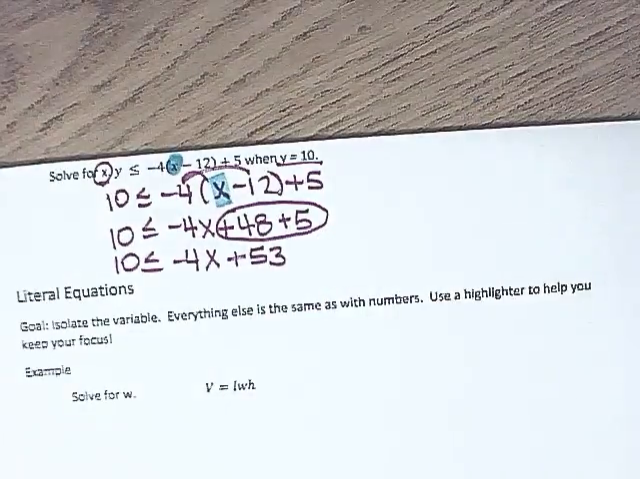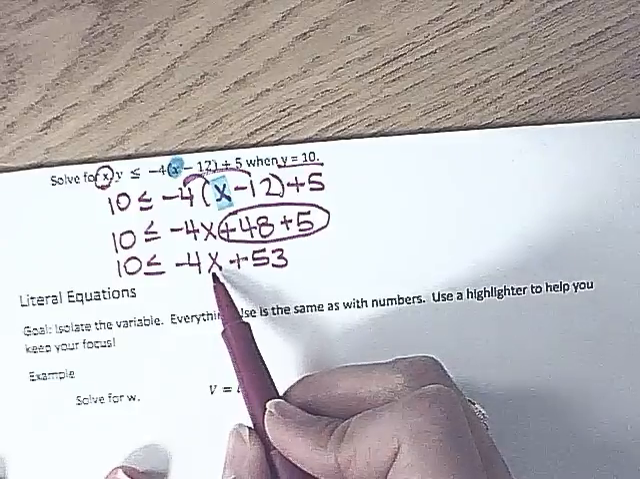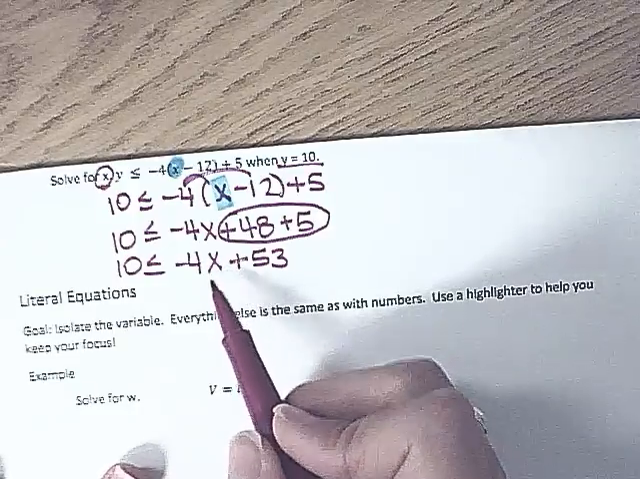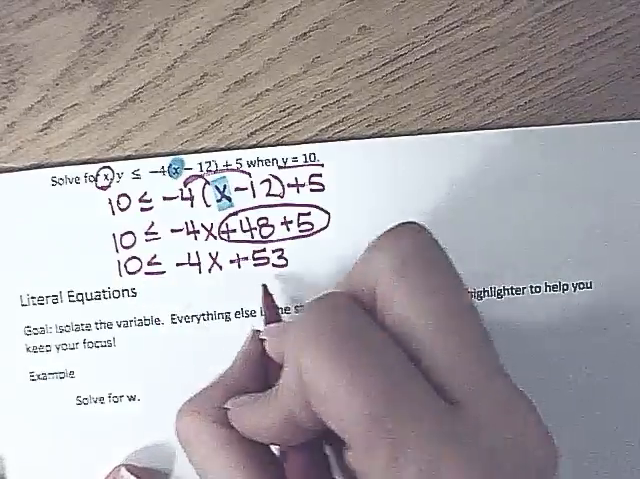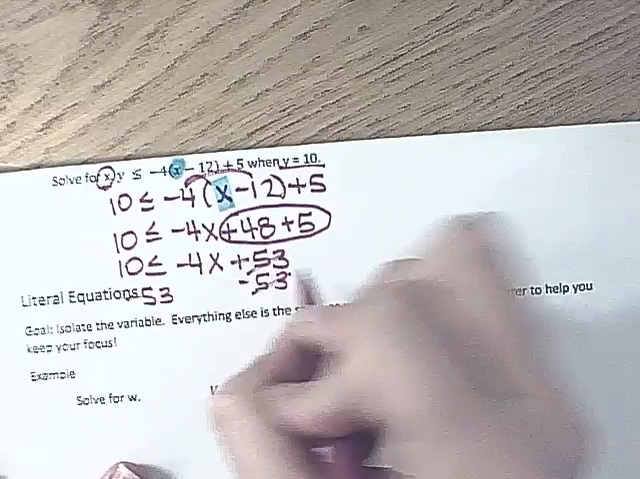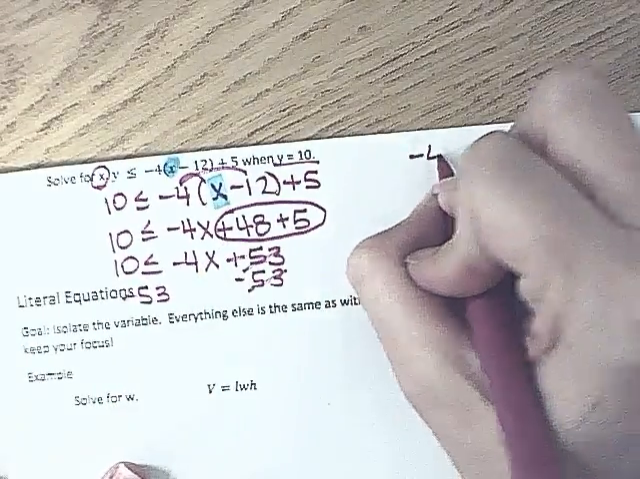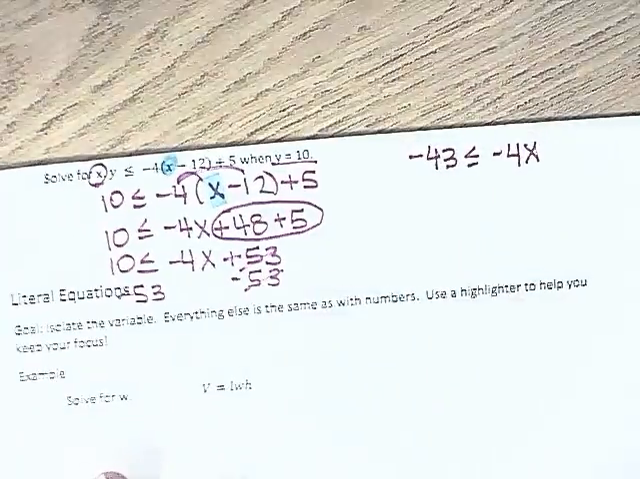Now I want to get x by itself. Right now it's over here on the right, and that's completely fine. I'm going to leave it there, although you could go a different direction. I'm going to go ahead and move my numbers to the left. Looks like it'll be fewer steps this time. So I'm going to subtract 53 from both sides. 10 minus 53 is negative 43, is less than or equal to negative 4x.